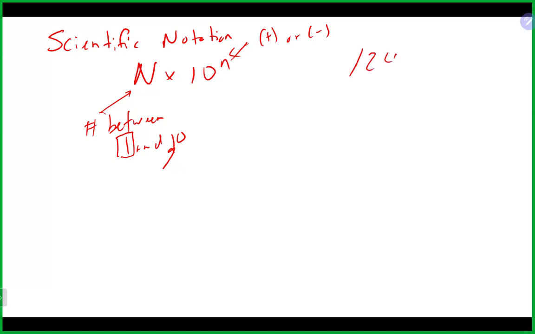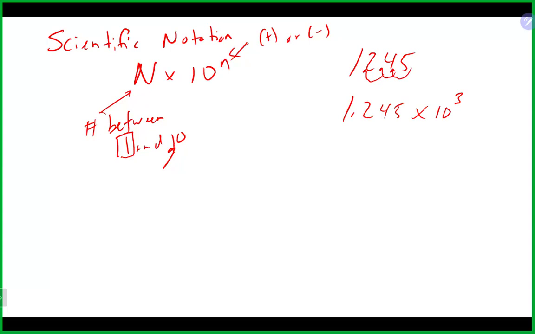So if we had 1245 and we want to put it into proper scientific notation, we would move the decimal place 1, 2, and 3 places to the left. That's going to give us 1.245 times 10 to the 3. It's a large number, so it's a positive exponent, and we did have to move it 3 places.